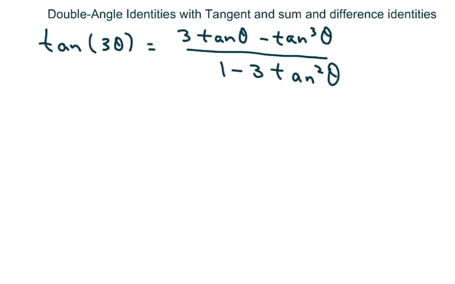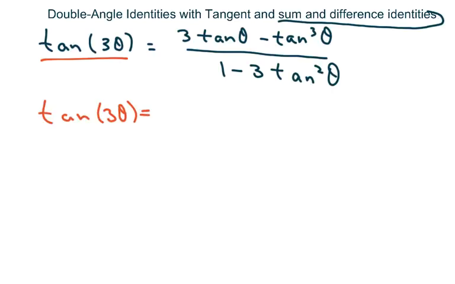This is the last one I'm doing for double angle identities. This is tangent, and we're going to also have to use the sum and difference identities on this. What we're going to do is work on this side here and write this as tan of 3 theta equals tan of 2 theta plus theta. Now, I'm going to go ahead and use my formula for tangent for the sum.